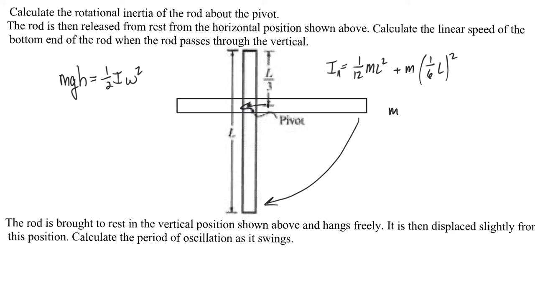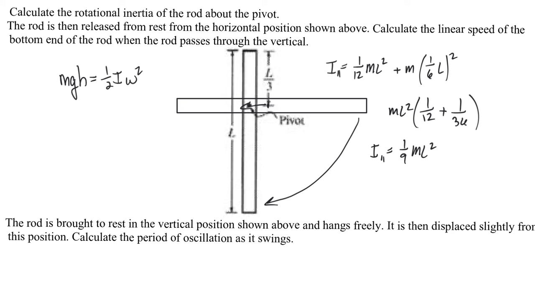This is 1/3, and the center is at 1/2, and the difference between 1/3 and 1/2 is 1/6. That's why I got 1/6. So ml squared, 1/12 plus 1/36, which is 4/36, 1/9. So this is 1/9 ml squared, the moment of inertia. Good? Any question about that? That was part A.